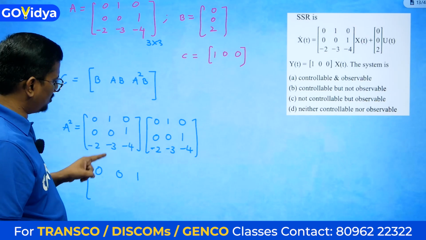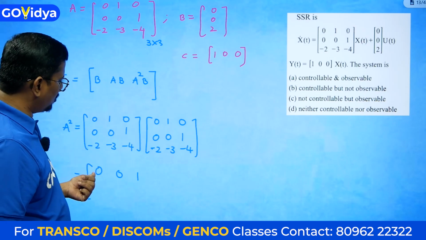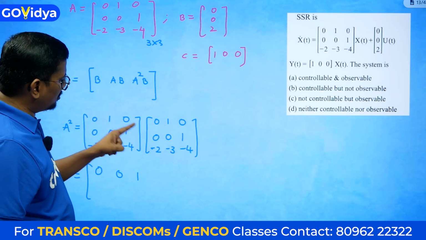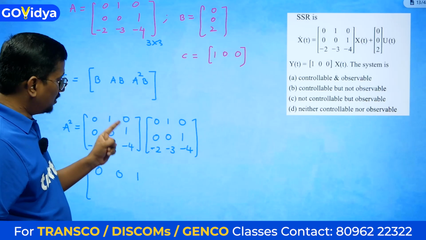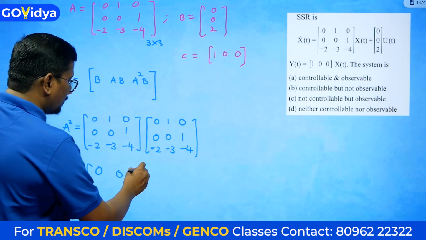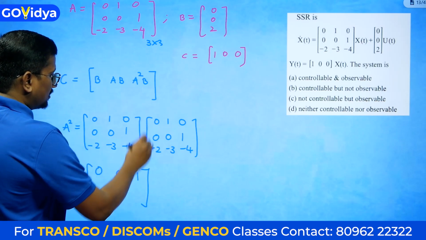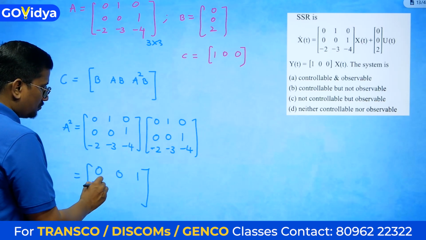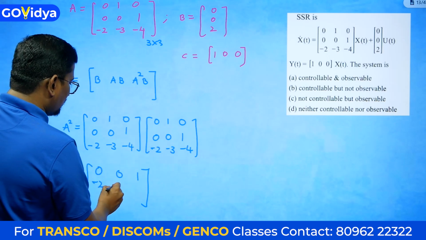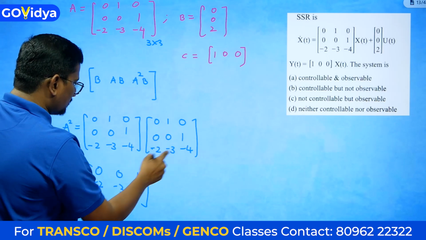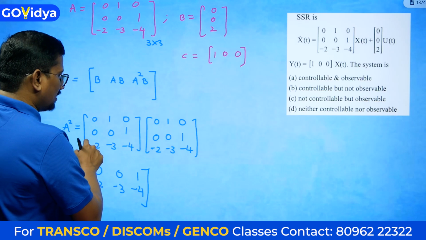See, 0 into 0, 0, 1 into 0, 0, 0 into minus 2, 0, 0 into 1, 0, 1 into 0, 0, 0 into minus 3, 0. So that is 0, 0 into 0, 1 into 1 is 1, 0 into 4, 0. So 1 you got finally. What about this? You will get minus 2. This thing minus 2, and what about this? Minus 3, and what about this? Minus 4. And you calculate this.